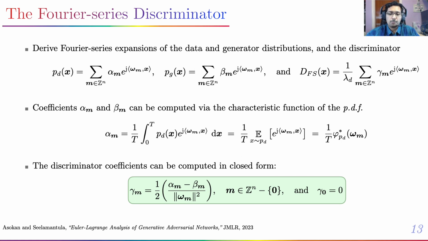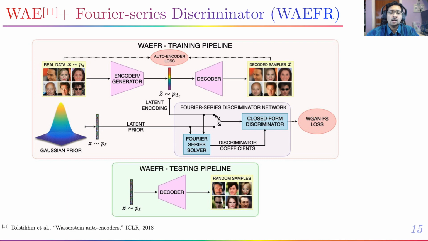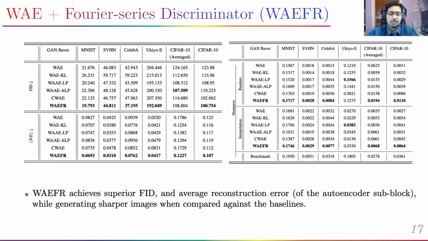While detailed truncation and approximation error analysis are present in the paper, the resulting Fourier-based discriminator is implementable via a two-layer network with pre-computed weights and sinusoidal activations. As a use case, we employed the closed-form discriminator in latent space matching tasks using Wasserstein autoencoder, giving rise to the WAFER framework. WAFER demonstrates superior performance with improved convergence without the need for training classical GAN discriminators. These are also corroborated in terms of FID, reconstruction error, and image sharpness metrics on various standard datasets.